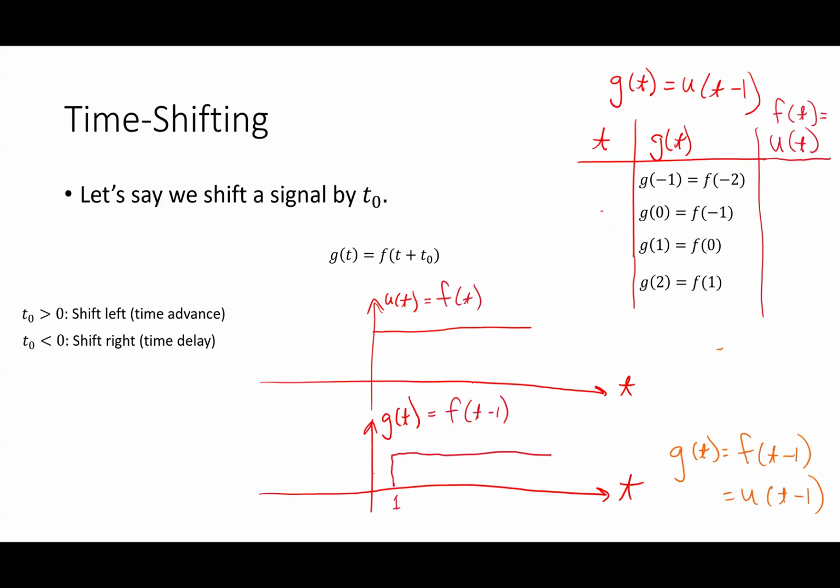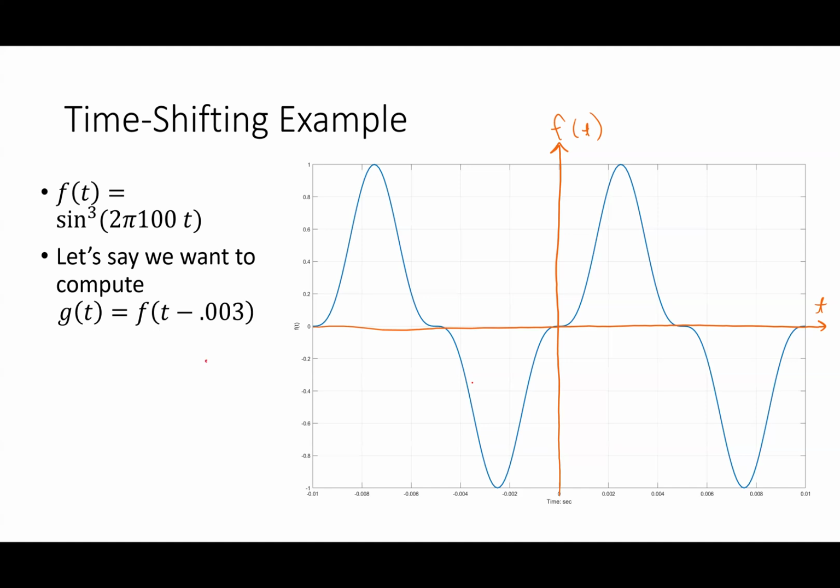So we did this example already, right? If t naught is greater than 0, we shift to the left. If t naught is less than 0, we shift to the right. You guys understand this one fairly well. The harder one is when we get to something like this goofy looking function. Here's t equal to 0. The function is sine cubed of 2 pi 100 t.